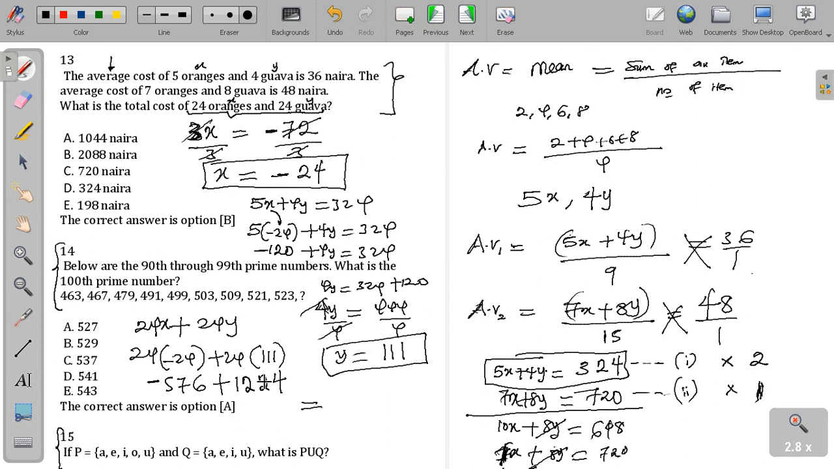It should be more than this, right? Okay, let me clean this. That should be what? 2664. And if I subtract this, I have 2088 naira, right? So this is the final result. So is that clear, and option B is correct.